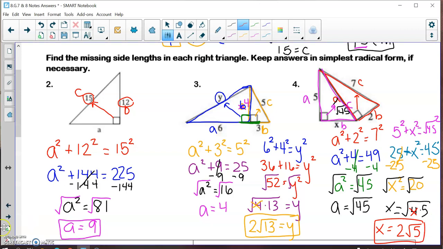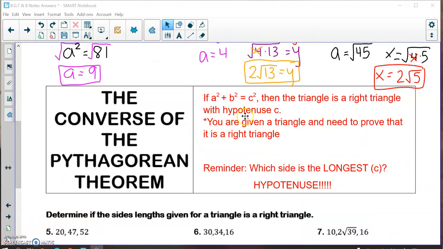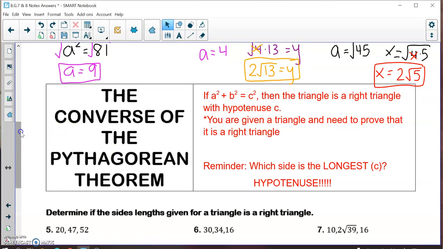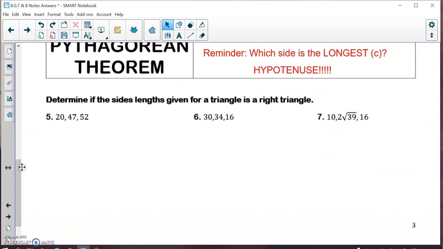That's my final answer. Lastly, the converse of the Pythagorean theorem states that you are given a triangle and you need to show that it is a right triangle by doing a squared plus b squared equals c squared. You do need to know that your c is always the longest side. So in number 5, my c should be labeled as this 52. It does not matter which other one is labeled a or b.